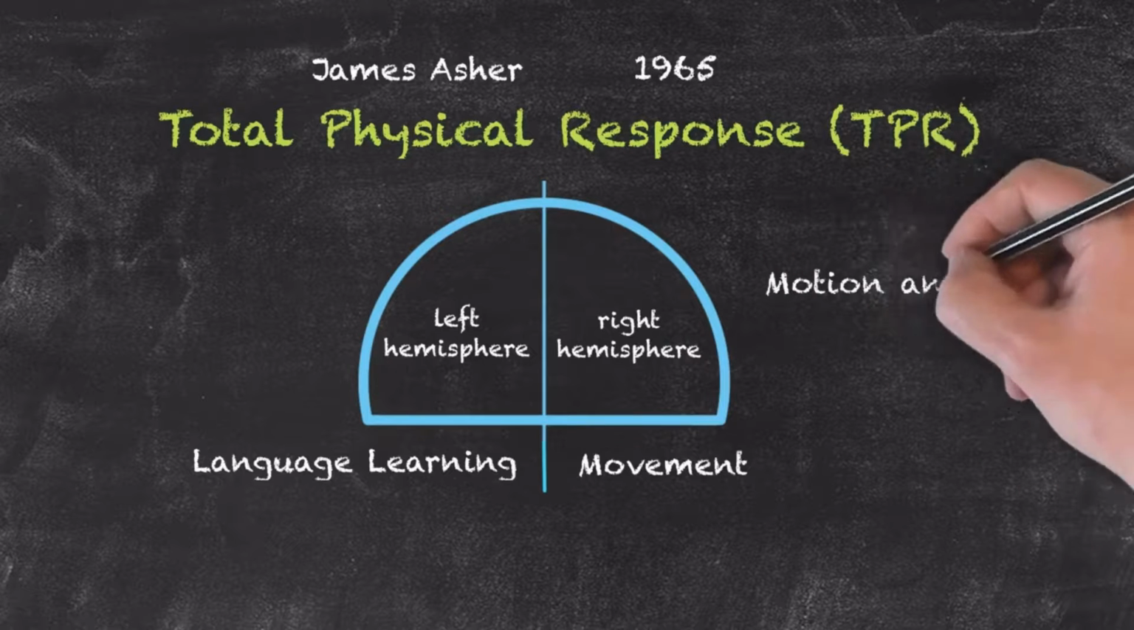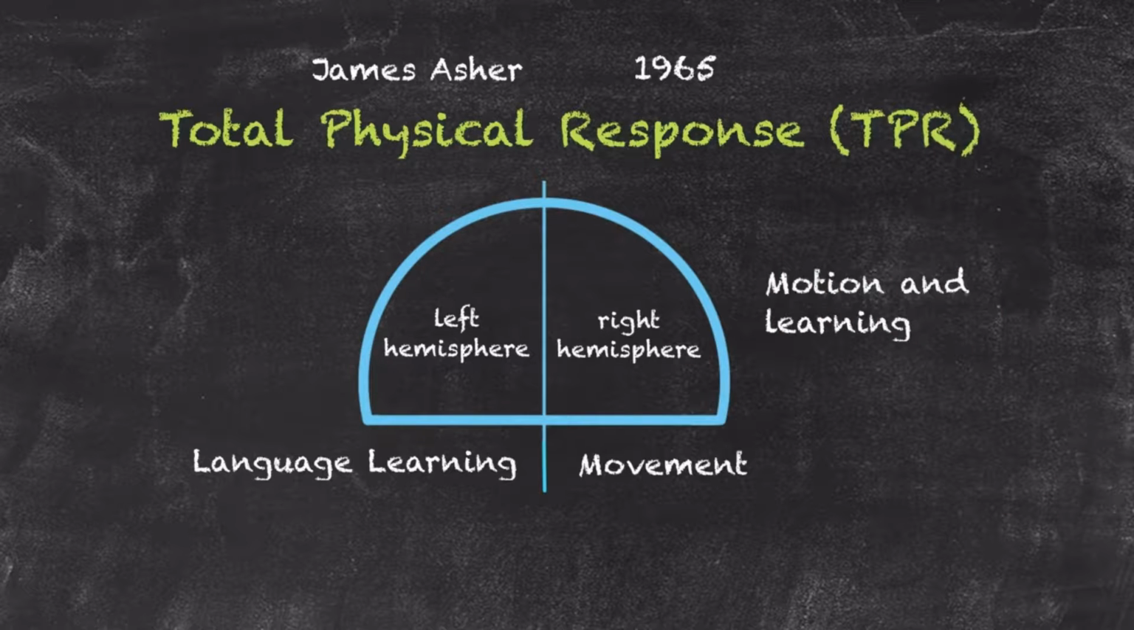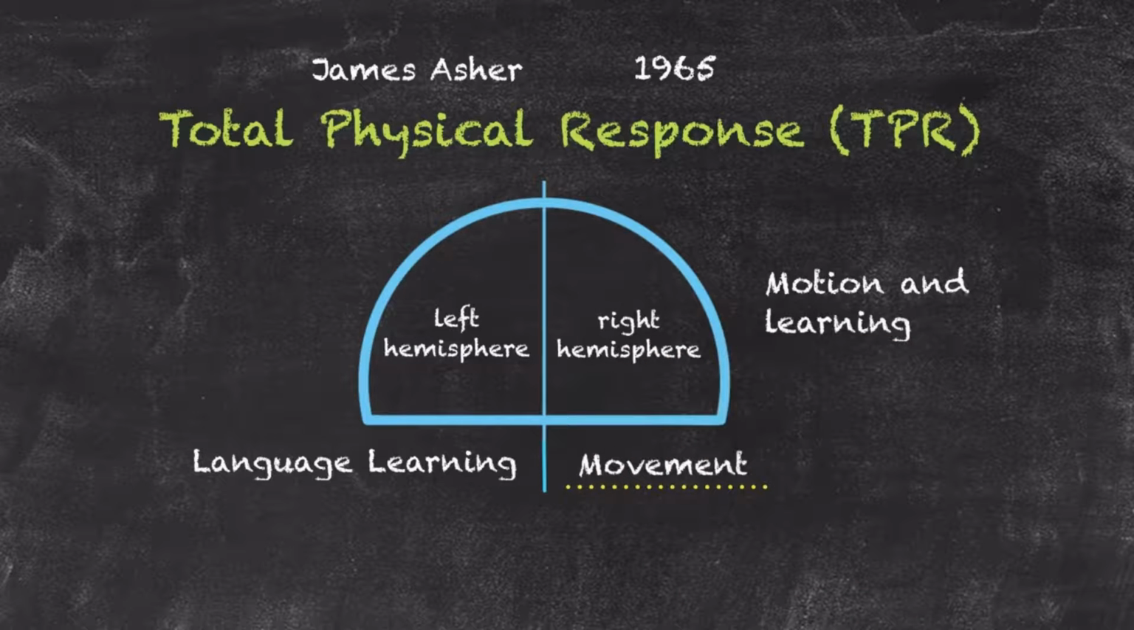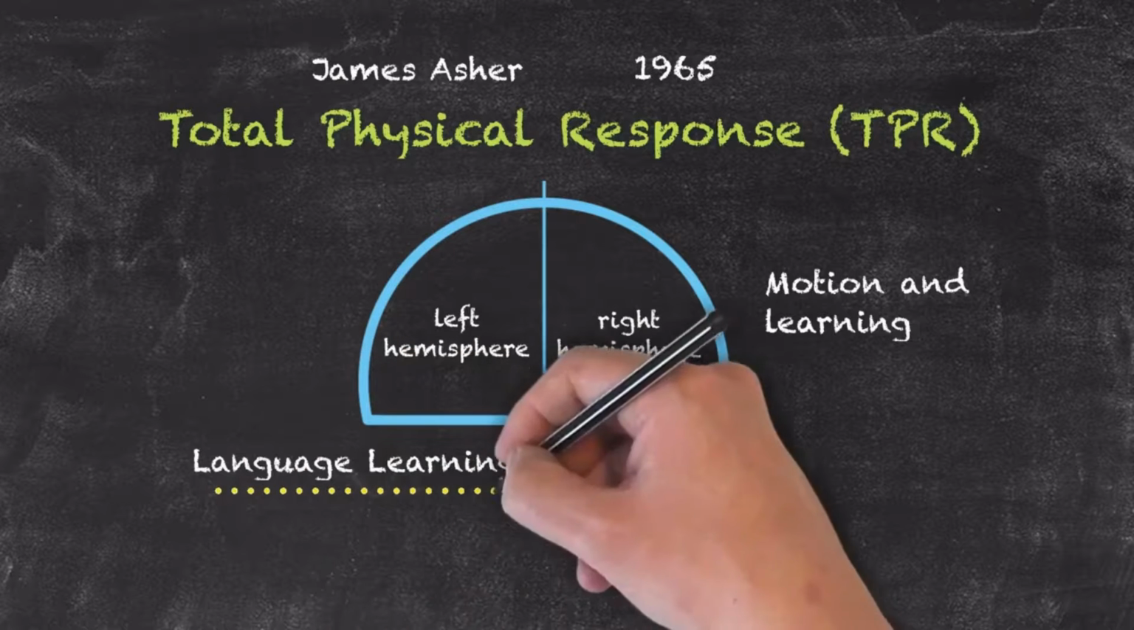So the use of motion and learning would be a fairly typical way of using total physical response. If we, for example, are learning the vocabulary of the parts of the body, then we wouldn't just listen and repeat those particular words, but we'd actually use movement. So if we were learning the word for our arm, we would move our arm whilst we were saying that word. If we were learning the word hand, we would use our hand whilst we were learning that word. And by bringing those two things together, it was shown that it would actually enhance the learning process.